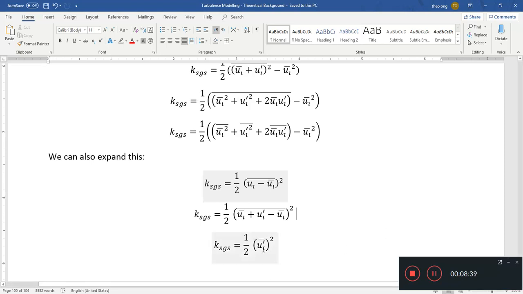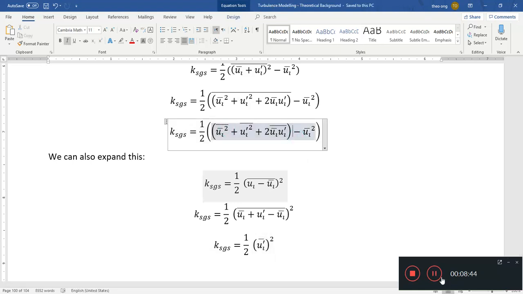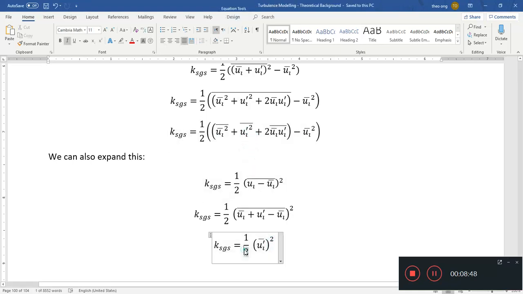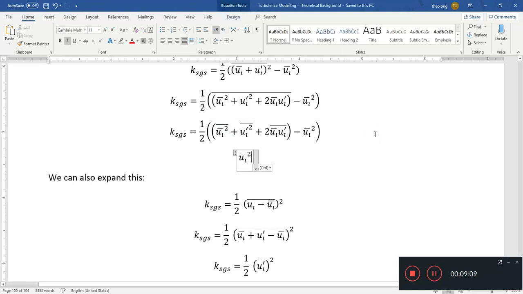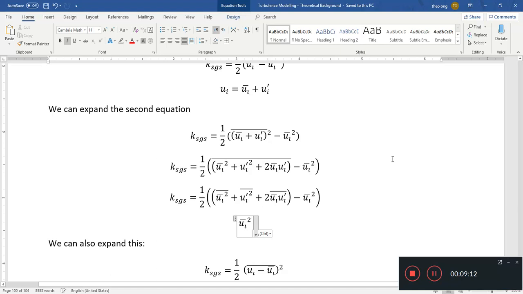But it's a bit different from what you see here. But let's see, is it the same or is it different? So they're slightly different here because of the way you apply the filter. So I'm going to have to see whether I can sort of expand this out, and then we can get some form of expanded equations to see whether this will cancel out with this. Alright, we'll try to expand this UI bar squared into something more familiar.